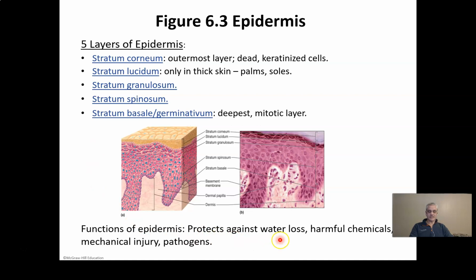Now, functions, right, protects against water loss because you have a waterproof, or at least quite a water-resistant surface. If you didn't have that, your blood vessels would be closer to the surface and you would be diffusing fluids out of your body like crazy. This is one of the problems with people who have severe burns. They do tend to get dehydrated quite easily as they're recovering. So it protects against water loss, protects against harmful chemicals. It's a pretty good shield for harmful chemicals. Mechanical injury and pathogens. Extremely important. I cannot overemphasize how important it is to protect your body against these pathogens. They have to get through there, and a lot of them can't get through, and so that's your protection.